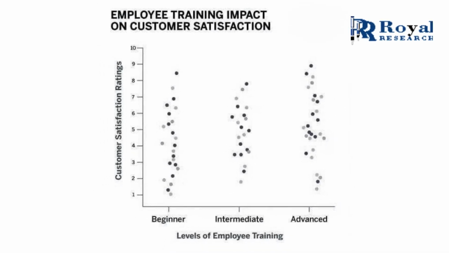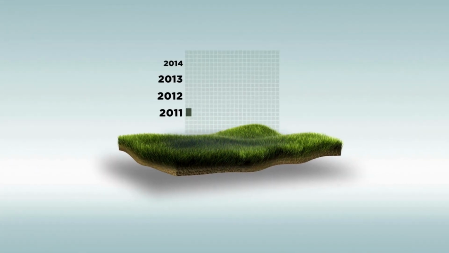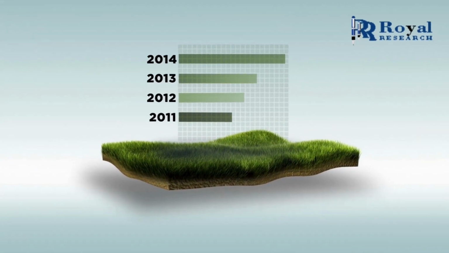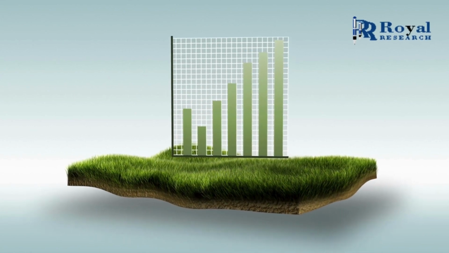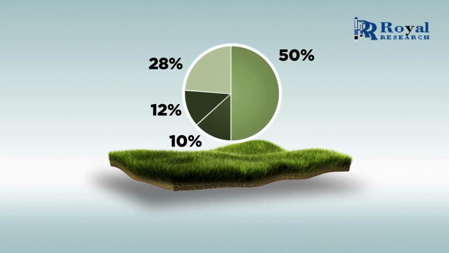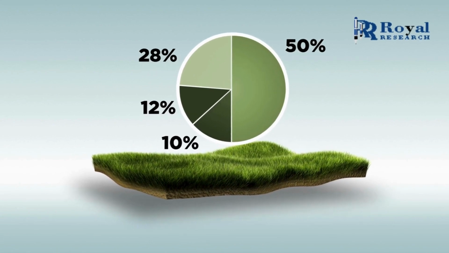ANOVA stands for Analysis of Variance. It's a statistical method used to analyze and compare the means of 3 or more groups to determine if there are significant differences between them. ANOVA assesses whether the variability between group means is greater than the variability within the groups.